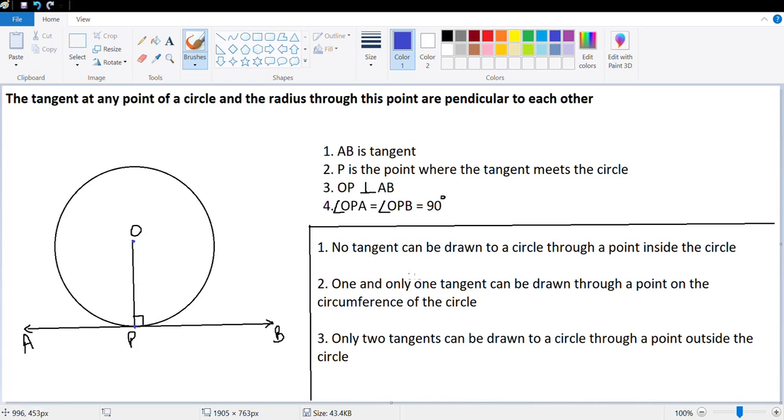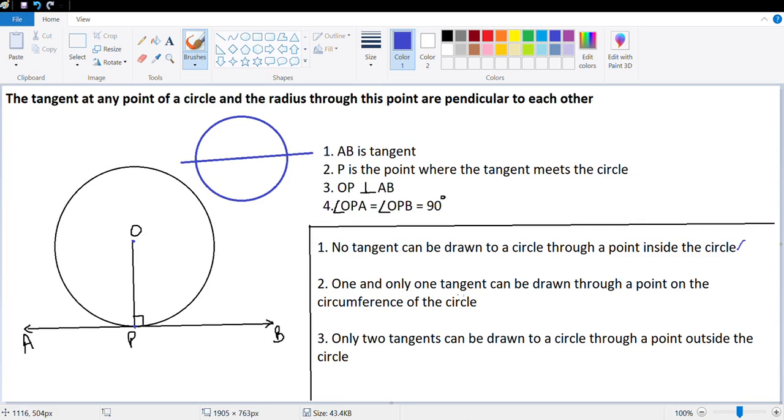A couple more things. No tangent can be drawn to a circle through a point inside the circle. That's very obvious, because if you have, let's say, this is my circle and there is a point inside the circle, if I try and join any line passing through this point, it will touch the circle at a minimum of 2 points. So that's why you can't draw a tangent from a point which is inside the circle.